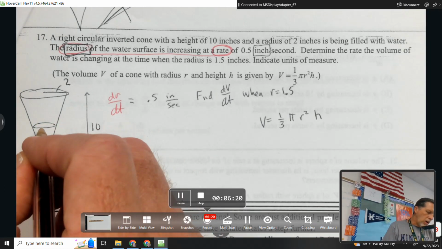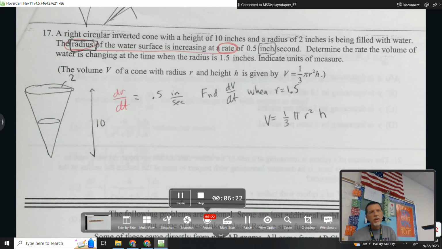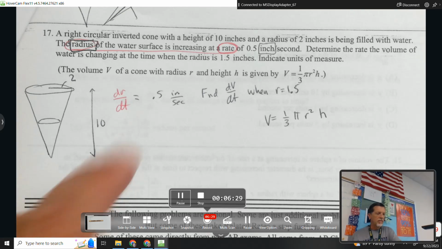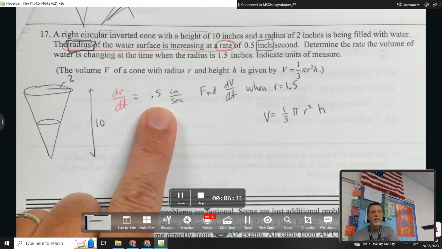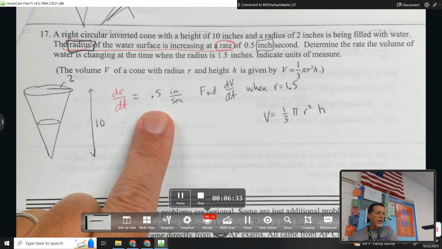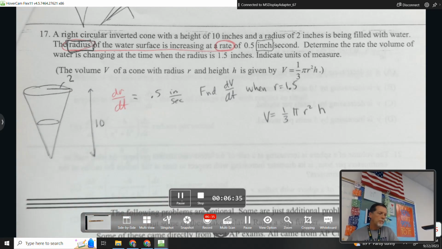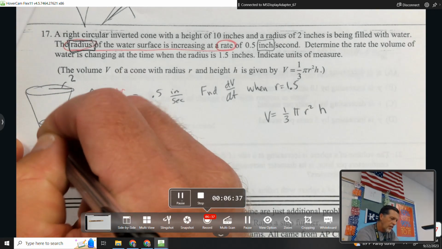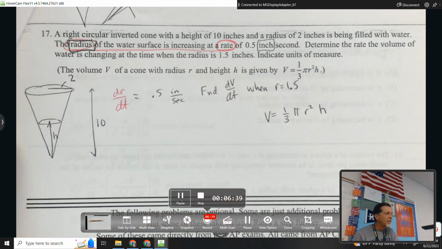as we add water to this cone, is R changing? Definitely, because it told us what R is doing. R is changing. R is getting bigger. Is H changing? If I add water to this cone, the H is changing. So I need to be careful. I can't plug in for H because H is changing.